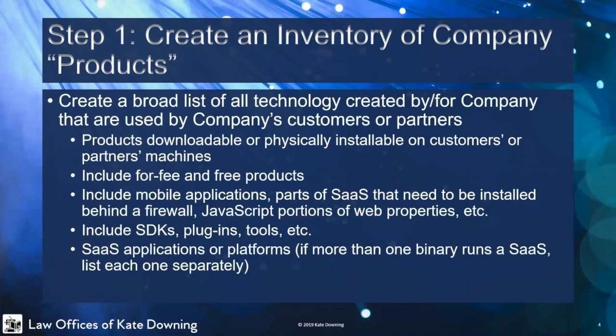And so this might be tools, it might be SDKs, it might be mobile applications. It could be JavaScript that's part of some of your websites or your SaaS offerings. So this is actually a pretty broad list of things that you may make available to third parties. And it's important to keep this list broad and to think a little bit hard about what should be included. But you really want to be thorough on this part of the process.